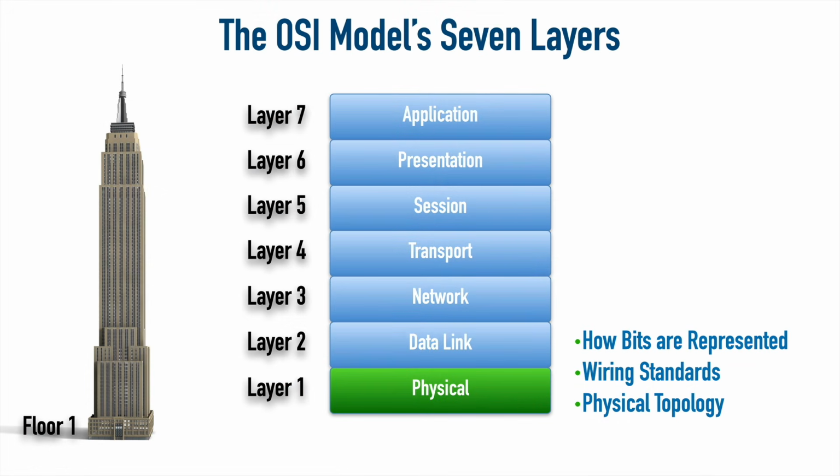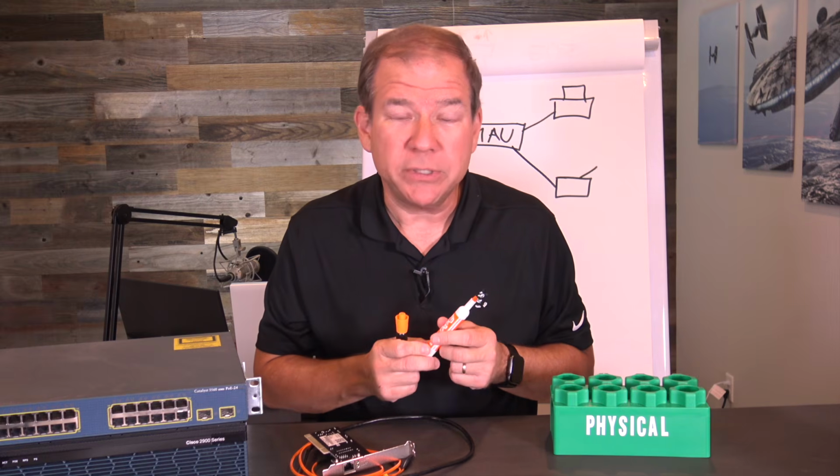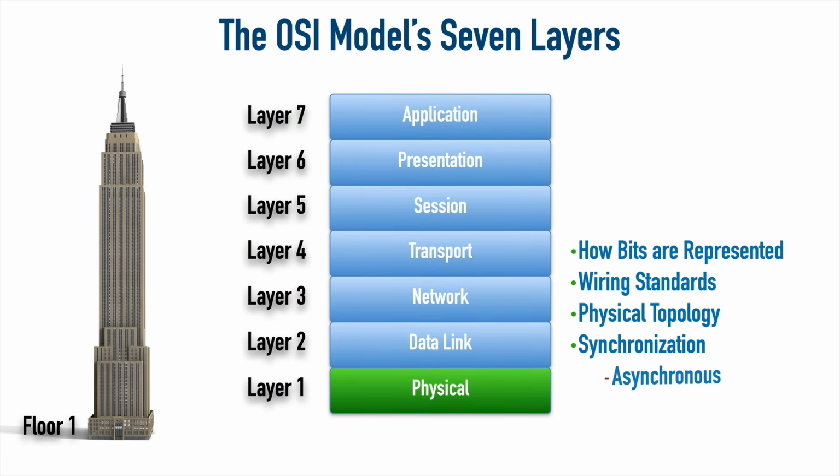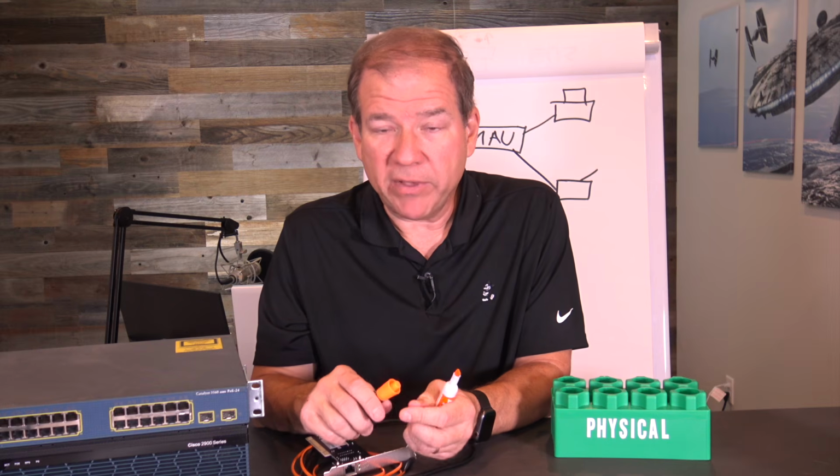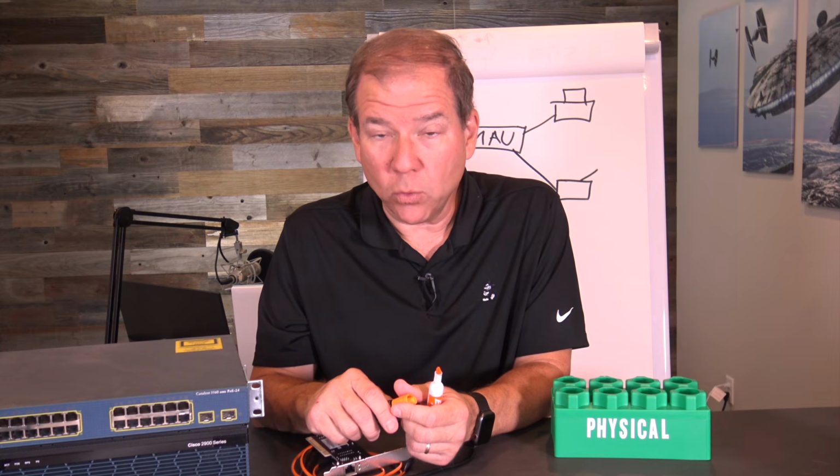And something else happening here at the physical layer is synchronization. The sender and receiver need to agree on when bits start and stop. One way of doing that is to use asynchronous synchronization. With asynchronous synchronization, the sender tells the receiver, hey, I'm about to transmit data to you. And with synchronous communication, we have a clock that both the sender and the receiver reference.